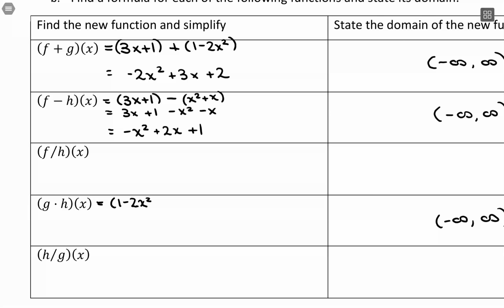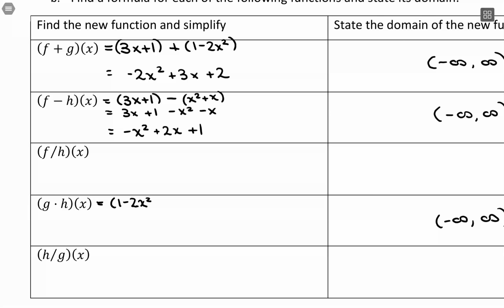So with the division of h and g, so h of x, x squared plus x, over g of x, 1 minus 2x squared. So in terms of combining them, we'd have all real numbers, but now we're going to say 1 minus 2x squared cannot equal 0. And then solving that, so 1 cannot equal 2x squared, divide by 2, so 1/2 cannot be x squared.